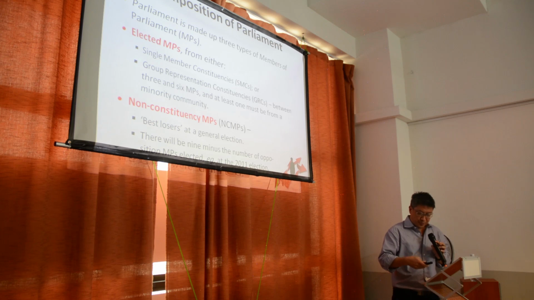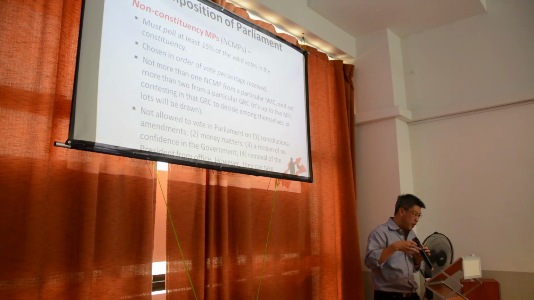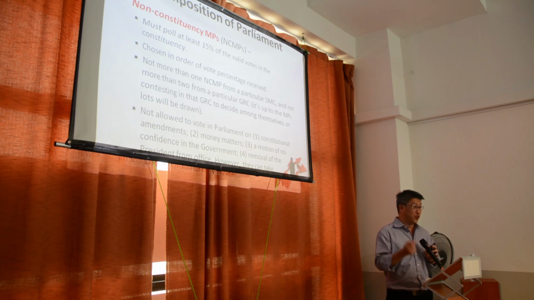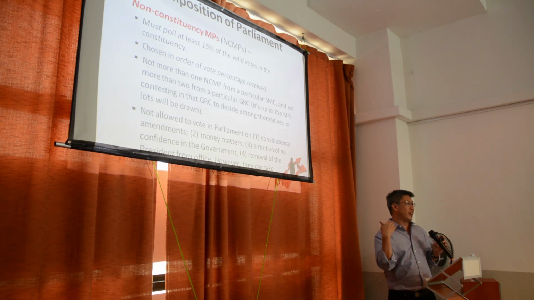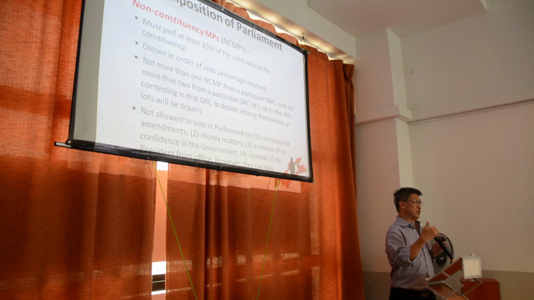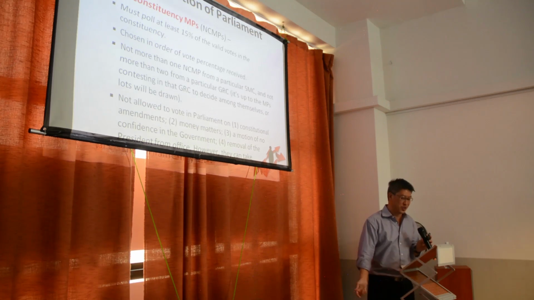Okay. And then finally we have nominated MPs. So more about NCMPs. NCMPs have to hold at least 15% of the votes in a constituency to be even considered. If you get 10%, sorry, you're not entitled to be an NCMP. Then the seats are allocated in order of the vote percentage received. So if you get the highest returns after the PAP or whatever it is, then you would be first in line to be offered the NCMP seat, and so on and so forth.